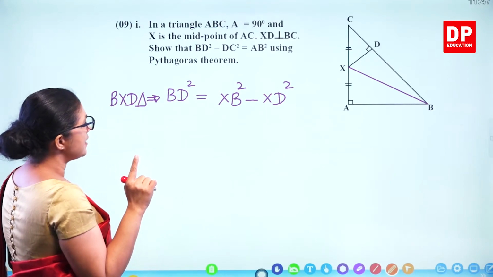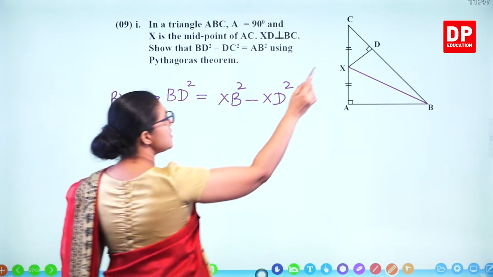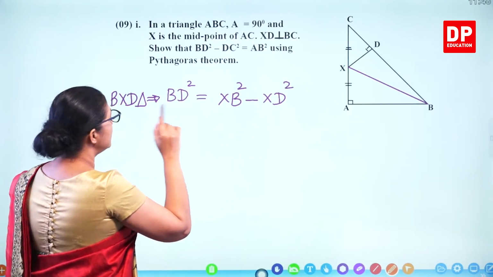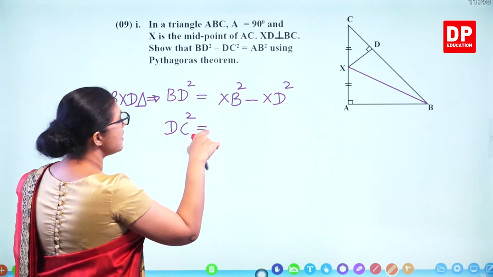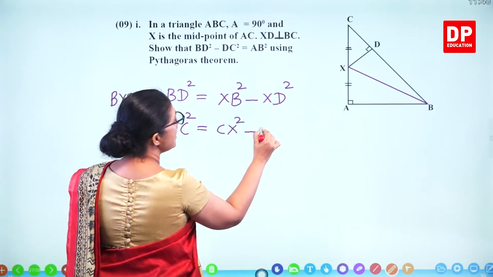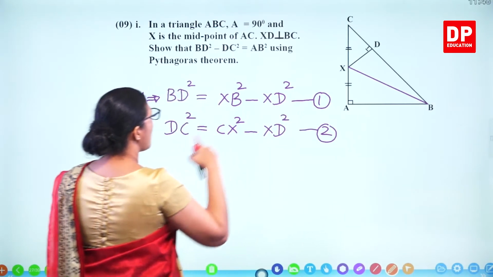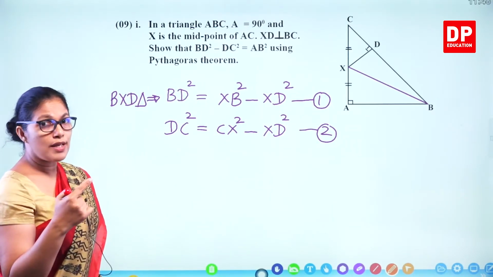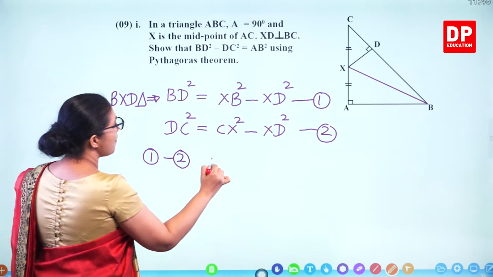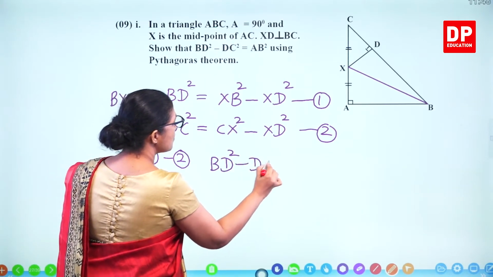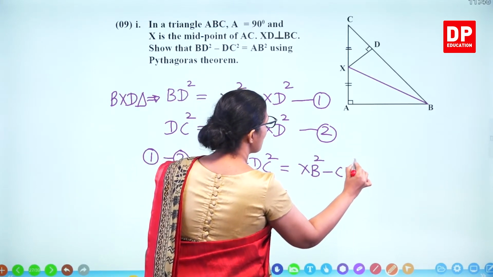Then I can write, that's BD, DC using the other triangle. DC squared is equal to CX squared minus XD squared. That's my second equation. This is the first one. Now, according to the answer, that's subtraction. So, I'll take 1 minus 2. BD squared minus DC squared is equal to XB squared minus CX squared.